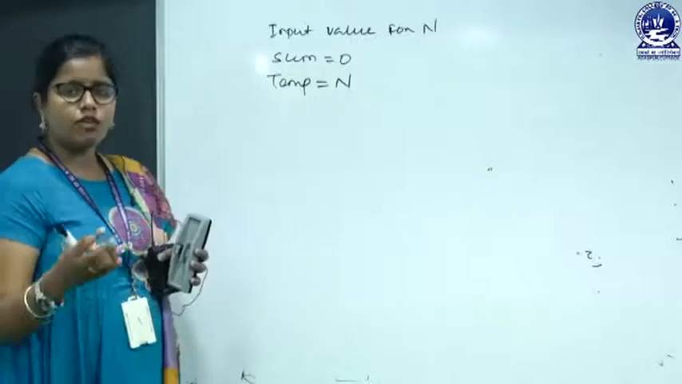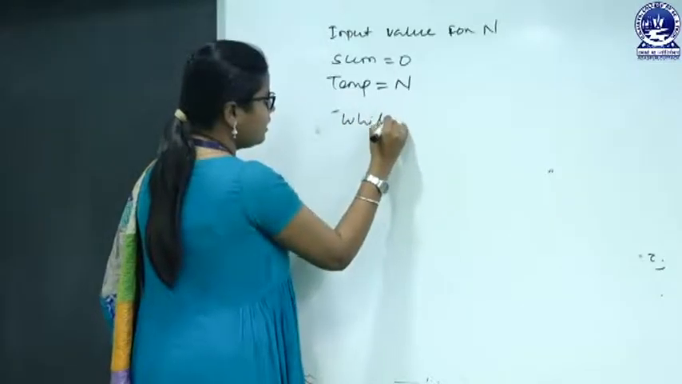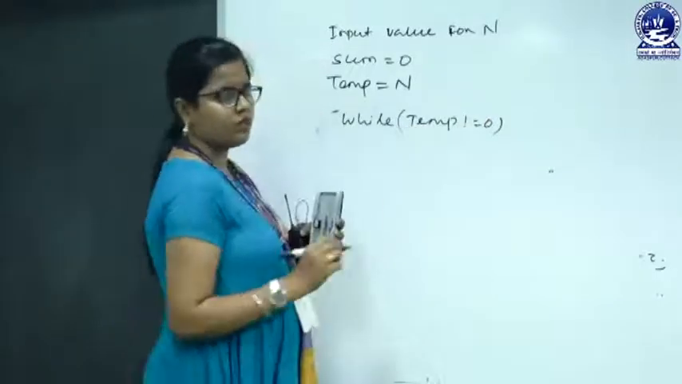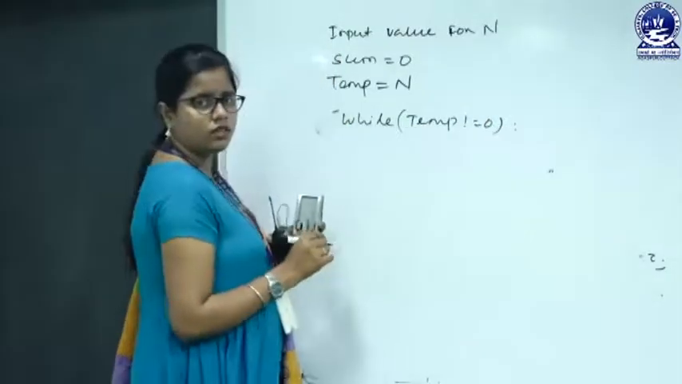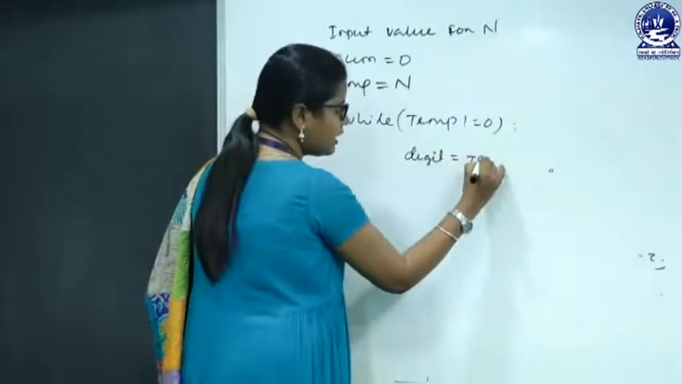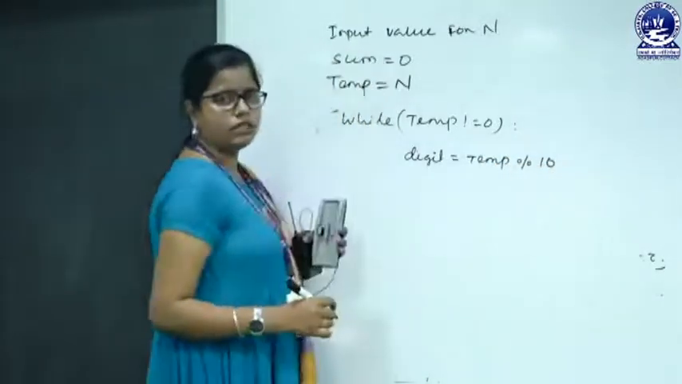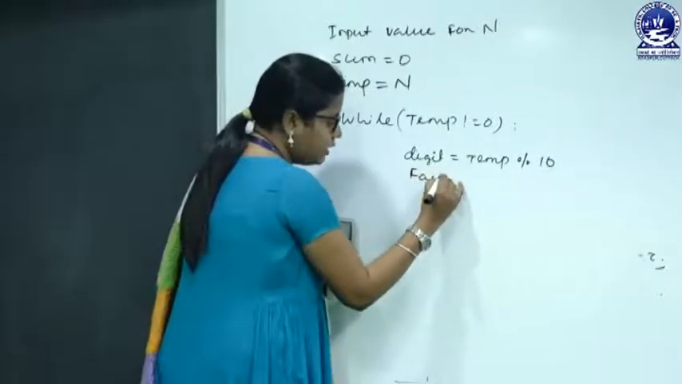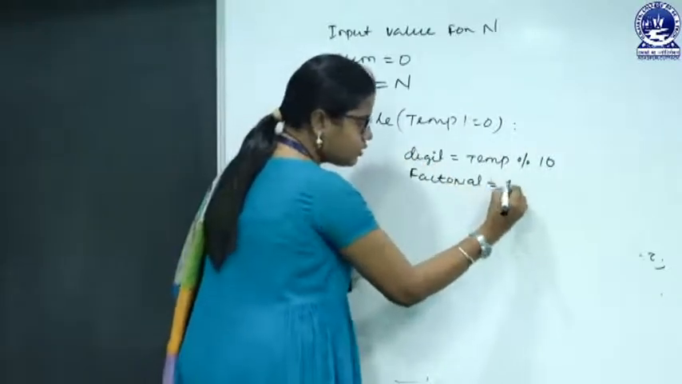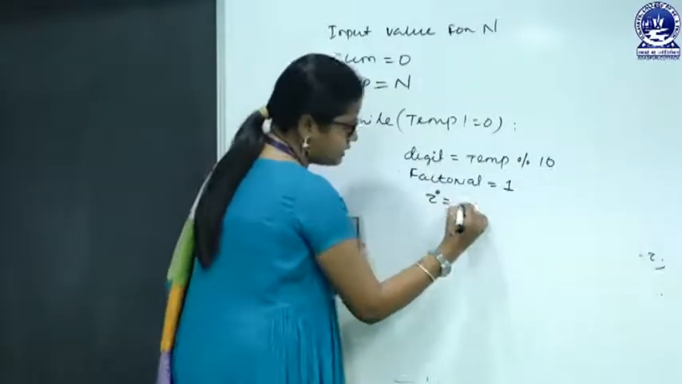So let's extract each and every digit from the number. So while temporary is not equal to 0, we have to follow the indentation. So we have to extract a digit. So digit equals what? Temporary, we have to use the remainder operator. Temporary remainder 10. Next, what is the factorial? We have to calculate the factorial of this given digit. So factorial is equal to what? 1. Now initialize i with digit.